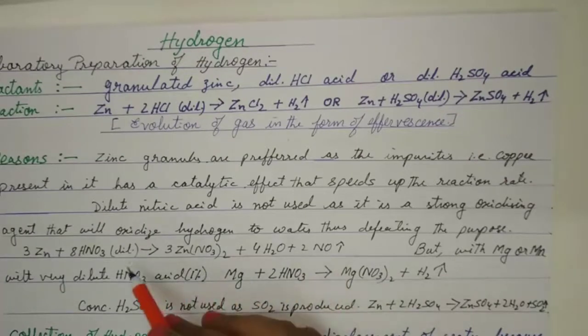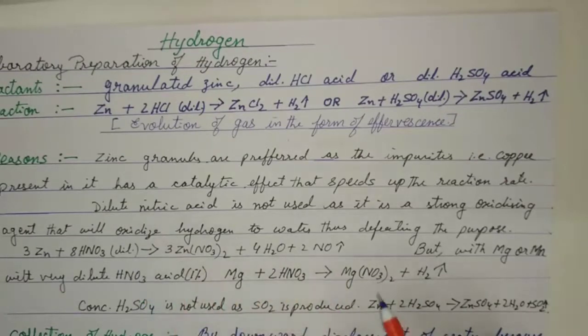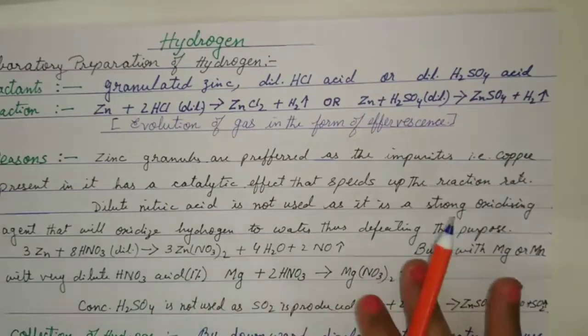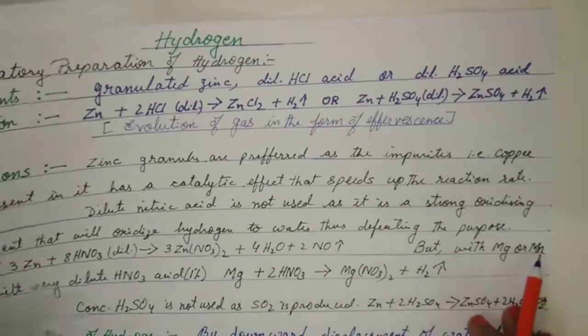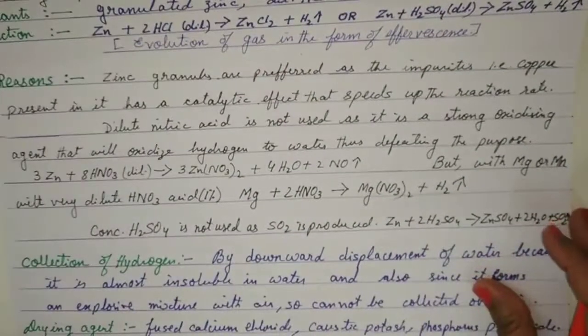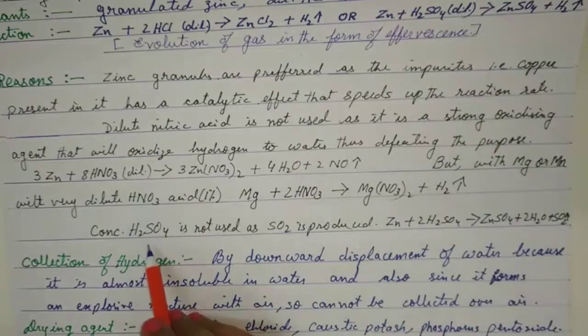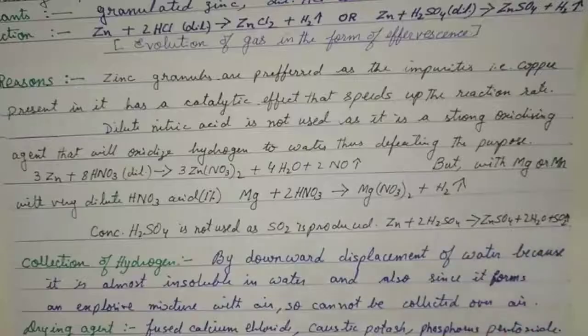But yes, dilute nitric acid is possible to use, but only with magnesium and manganese. That too, dilute nitric acid should be only 1% dilute, very dilute, at cold temperature, and then you can get hydrogen. Now we say that we can't use conc sulfuric acid because it will not give you hydrogen anymore, only water and sulfur dioxide. Therefore only dilute HCl and dilute sulfuric acid can be used.